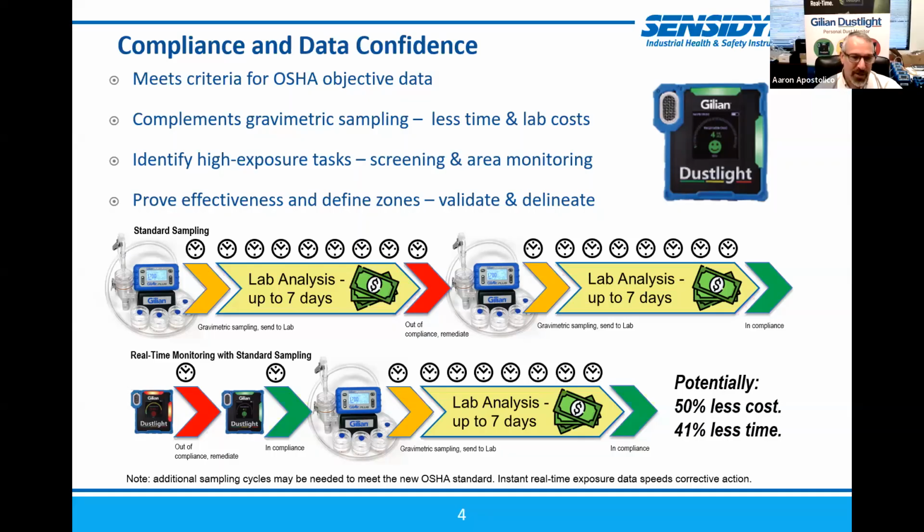So if you move to an instrument like the Gilian Dustlight, where real-time monitoring can take place, you can determine right away whether or not you have levels that are out of compliance. You can then make adjustments, put in some controls, and then test again using the Gilian Dustlight. At which point, if you find that you are in compliance with the Gilian Dustlight, you might then want to validate it using your traditional gravimetric sampling, send that to the lab, and then be able to document that you're within the compliance of the regulations.